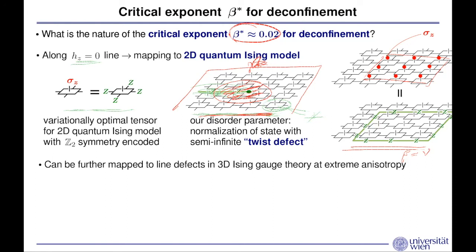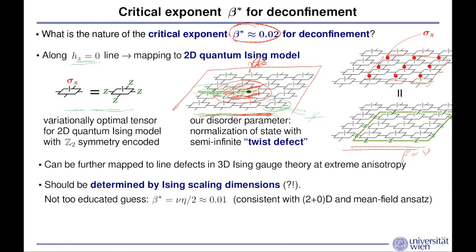And it seems that indeed this anisotropy has an effect and you get different exponents depending what anisotropy limit you take. And I would be very interested to understand this better if anyone has any idea. A somewhat not really educated guess we had was that this beta star is nu eta divided by 2 with eta the anomalous dimension. This gives roughly 0.01, which given the accuracy and it's so small is not completely off. It's maybe a bit outside reasonable error bars, but not completely off. This guess would also be consistent with what we see for toy models, which map to the 2 plus 0, the 2D classical Ising model, and with the mean field ansatz.